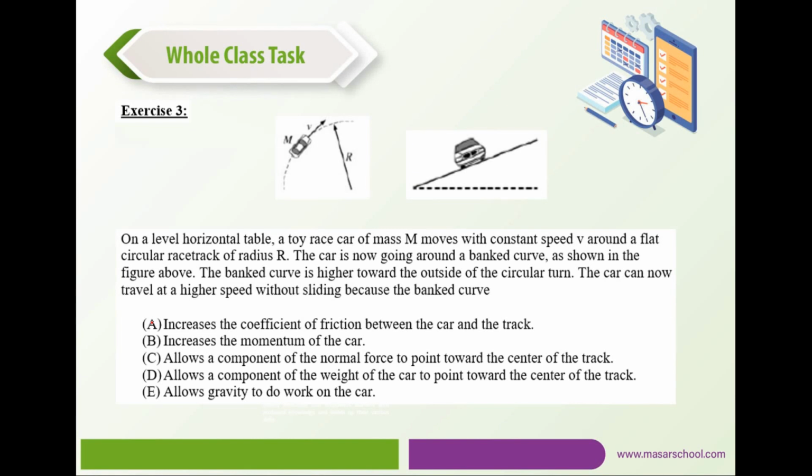On a level horizontal table, a toy race car of mass m moves with a constant speed v around a flat circular racetrack of radius r. The car is now going around a banked curve as shown in the figure above. The banked curve is higher toward the outside of the circular turn. The car now travels at a higher speed without sliding because of the banked curve. We know that the key concept behind the banked curve is that it allows a component of the normal force to point toward the center of the track.